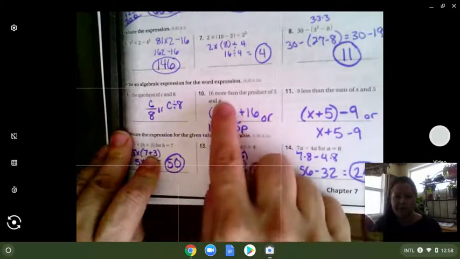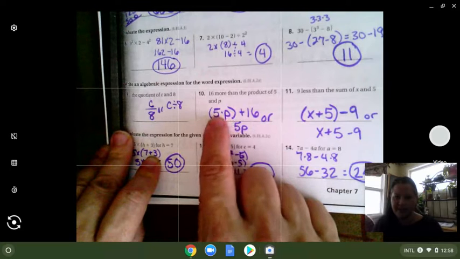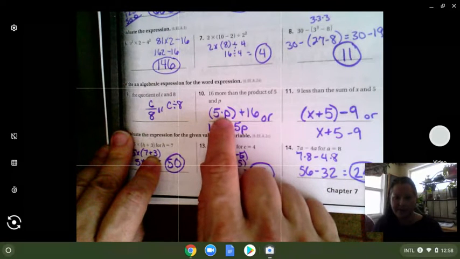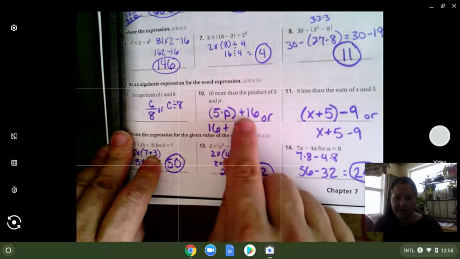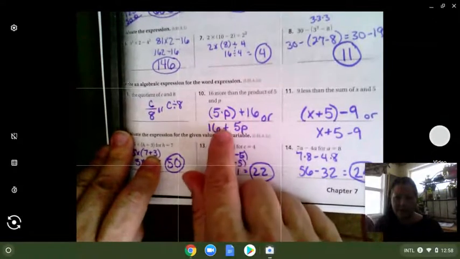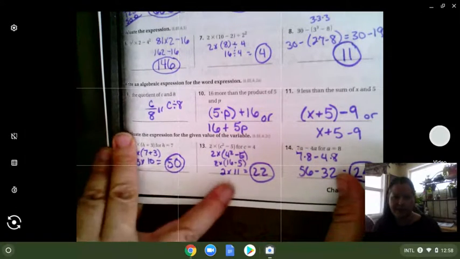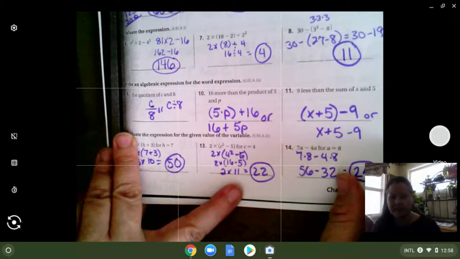Then we have 16 more than the product of 5 and P. So the product of 5 and P would be 5P. We're multiplying those together. And you can put the 16 in front of it, or behind it. Either way will work. Both of those expressions are equal to 16 more than the product of 5 and P.